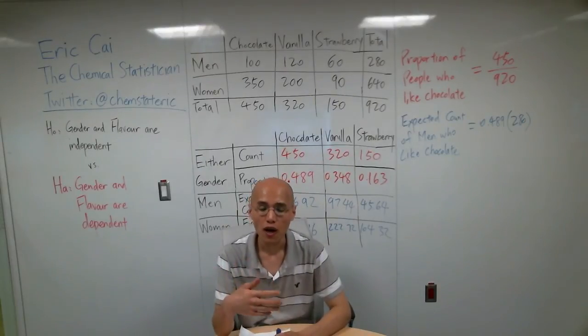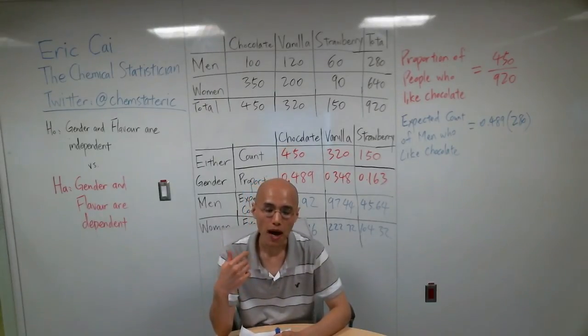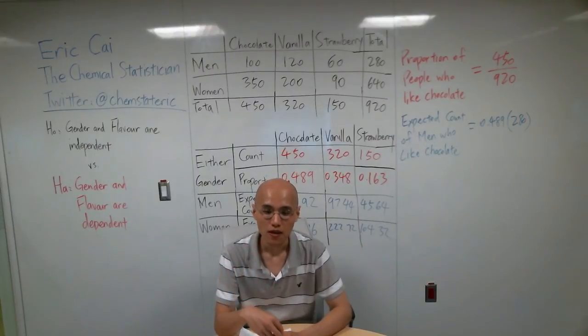In another video, I will illustrate how to get these same expected counts by joint probabilities.